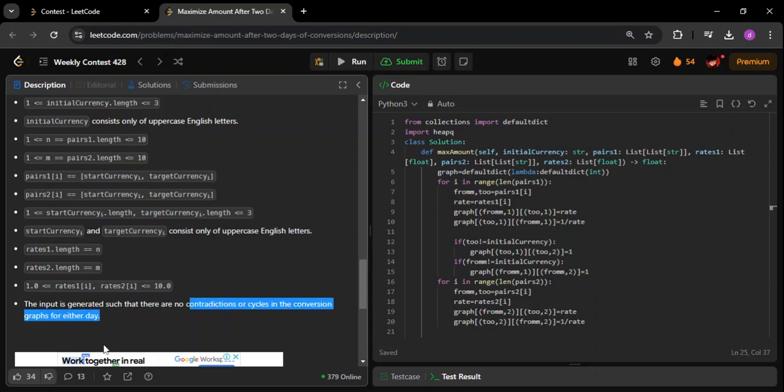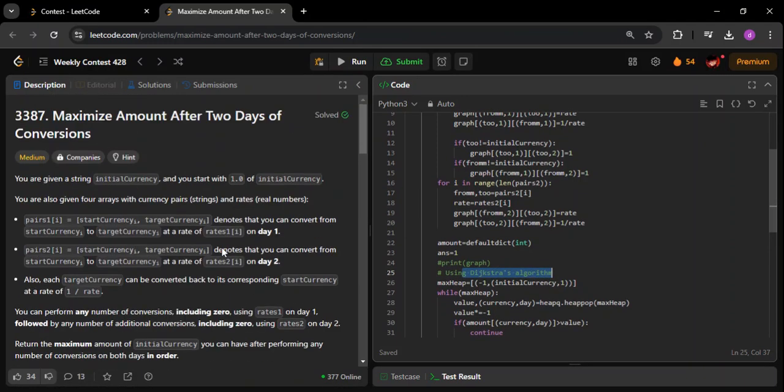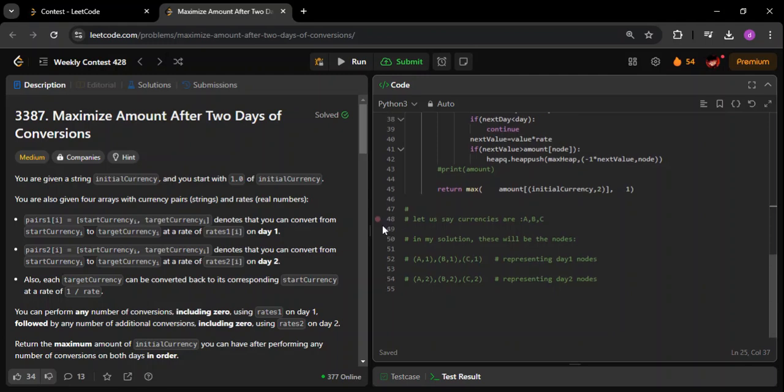Okay, there will not be any cycles. So these two things led me to believe that Dijkstra's algorithm will be the best thing to do here. Okay, so let me show you my solution, what I'm doing. Before that, I'm just showing you one thing that I'm going to do.